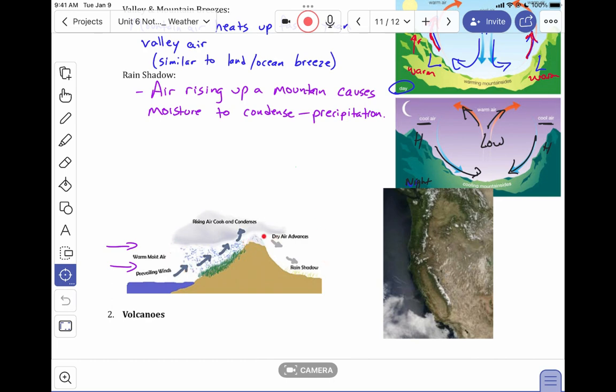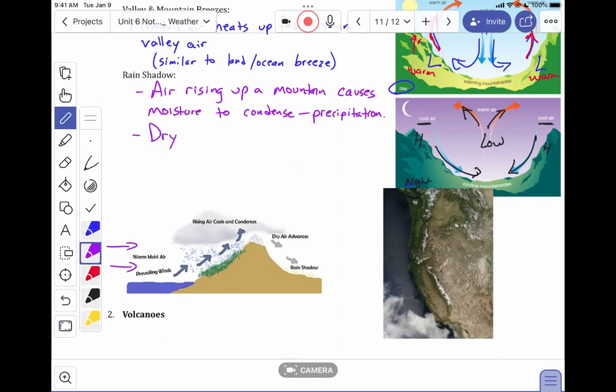But now the air keeps going and the dry air comes on the other side. So our western United States over here tends to be really arid, really dry. So dry air on the backside of the mountain. Or maybe you could call it the leeward side of the mountain if you're familiar with that.